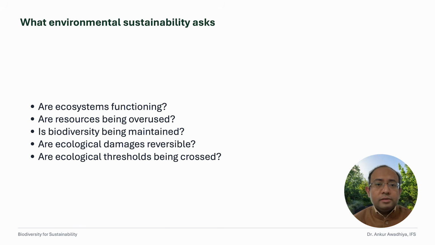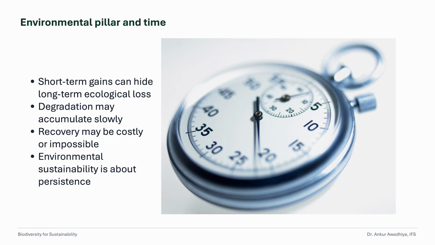So what questions does this pillar ask? It asks whether ecosystems are functioning, whether resources are being overused, whether biodiversity is being maintained, whether ecological damage is reversible, and whether ecological thresholds are being crossed. These are powerful questions because environmental harm is not always immediate or obvious. A system can appear usable for some time while hidden damage continues to build underneath.